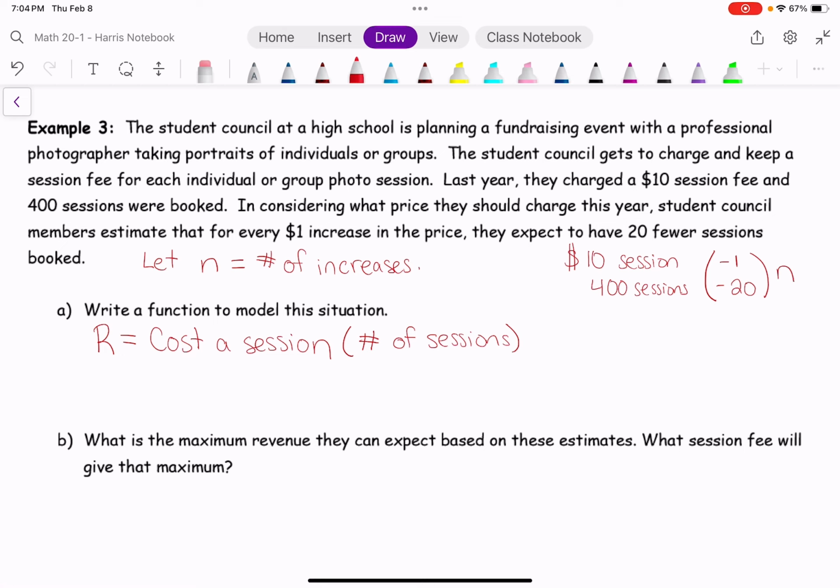So for the cost of a session, I'm going to go back here. My revenue is going to be, for the cost of a session, we're going to say it's $10, because that's for their session, but they're going to add n, the number of increases. For every number of increase, we're going to times that by the 400 sessions minus 20 people for every number of increase.